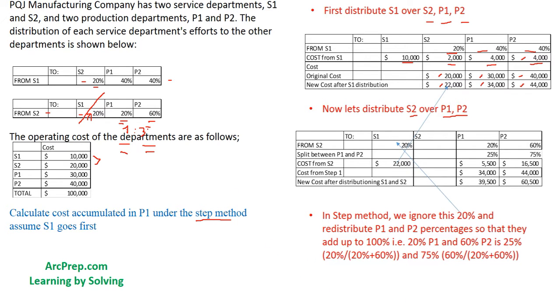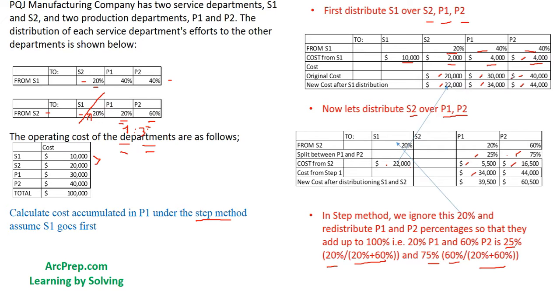If I want to do it mathematically, what I need to do is divide 20% by the total and 60% by the total. I'm going to get the same numbers, 25% and 75%. Now let's redistribute this 22,000 based on 25 versus 75. 25% multiplied by 22,000 is 5,500. 75% multiplied by 22,000 is 16,500.